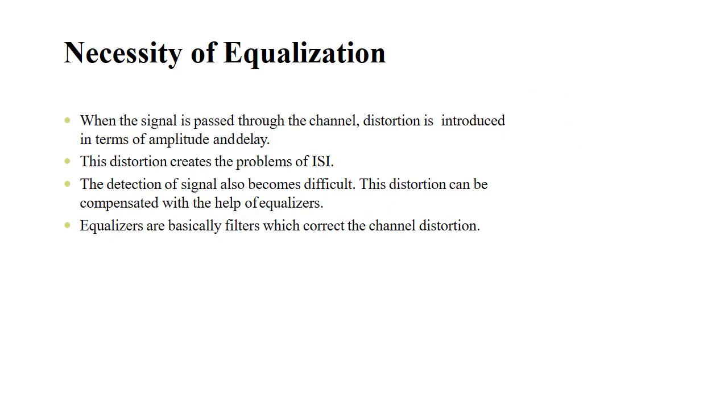So next one is the necessity of equalization. When the signal is passed through the channel, distortion is introduced in terms of amplitude and delay. These distortions will create the problem of ISI. So the detection of the signal also becomes difficult, and it will be compensated with the help of equalizers. The equalizers will basically filter out the channel distortion.